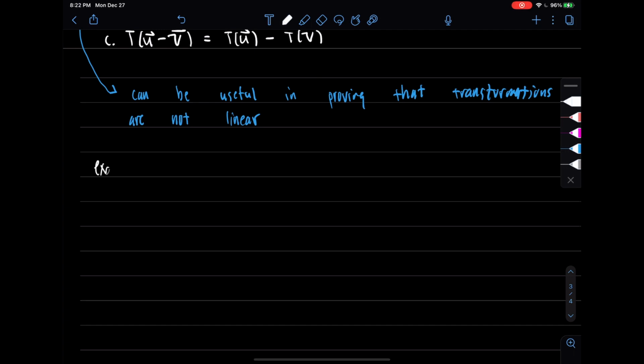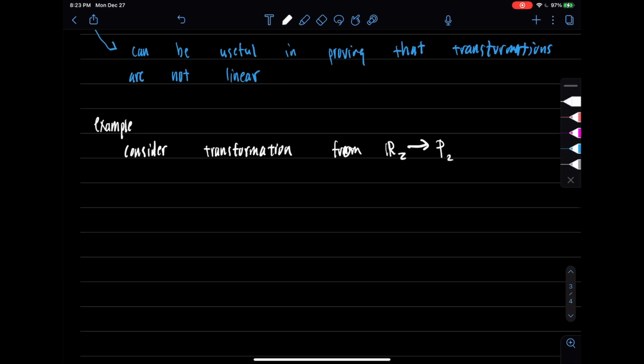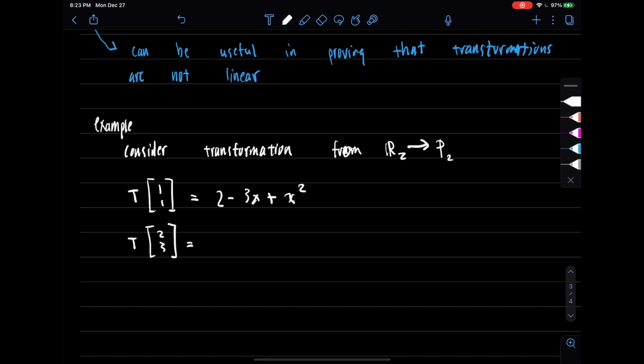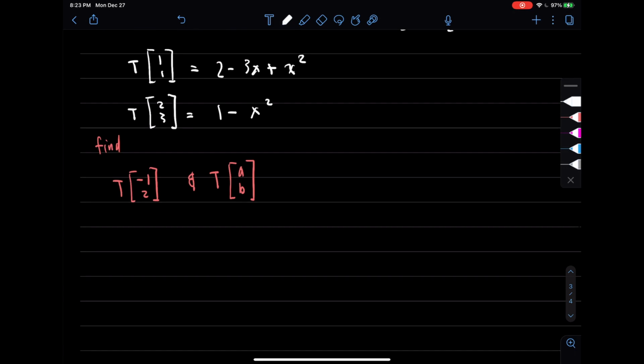So now we would like to look at an example. This is example 6.55 in the textbook. We consider the transformation from R2 to P2 such that T of the column vector 1, 1 equals 2 minus 3x plus x squared, and T of the column vector 2, 3 will give you 1 minus x squared. We will want to find T of the column vector -1, 2, and T of (a, b). So this is actually very easy. You might want to pause the video and try to do it.